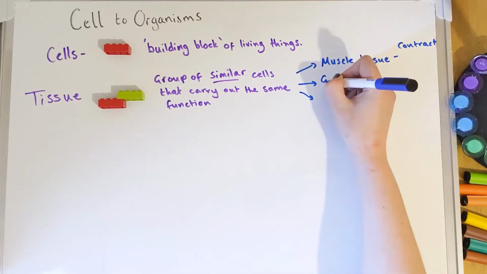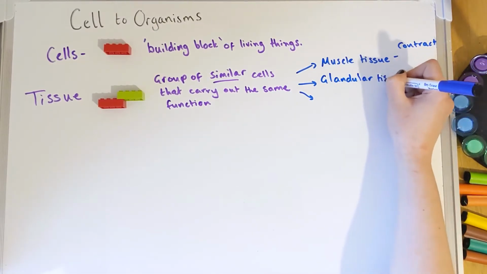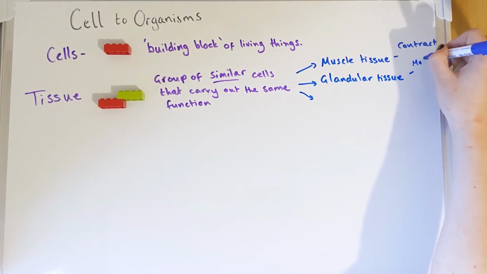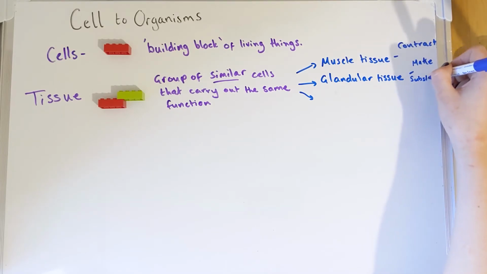You then have glandular tissue, which makes things like your digestive enzymes or other things like hormones. And your last tissue type is epithelial tissue. Epithelial tissue is just the outer lining, so your skin is your beautiful epithelium, for example.